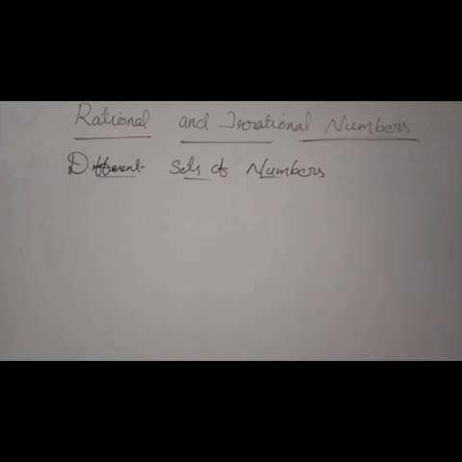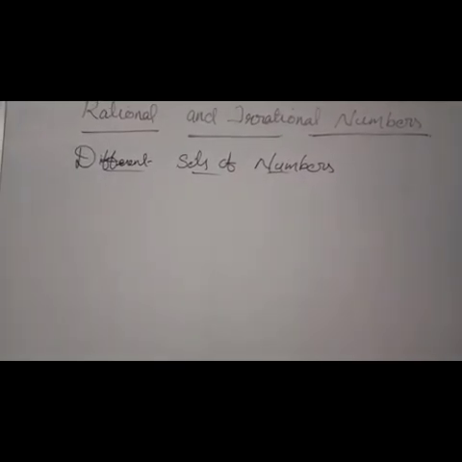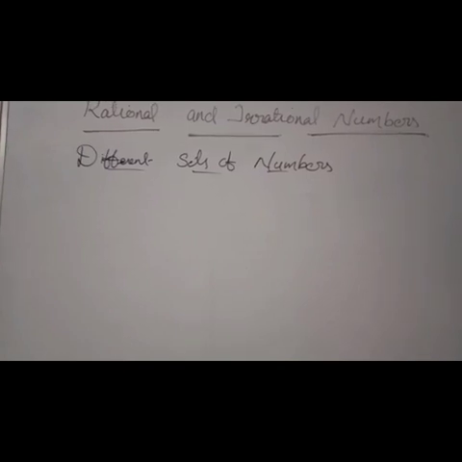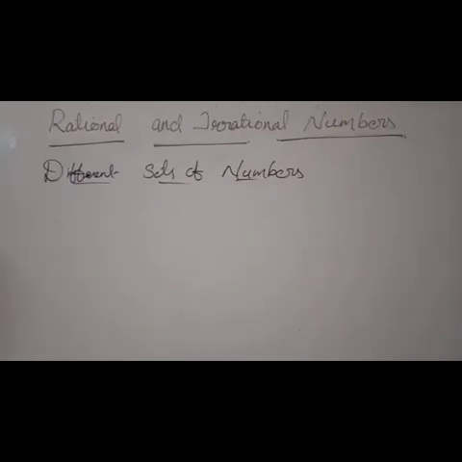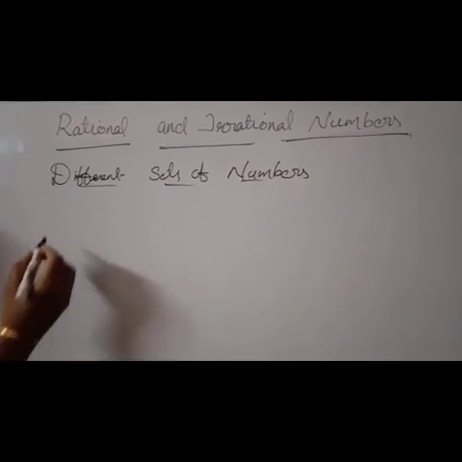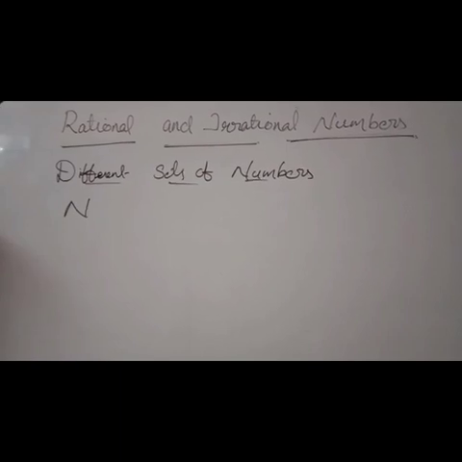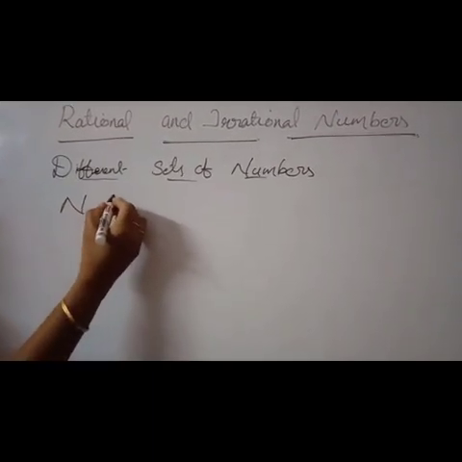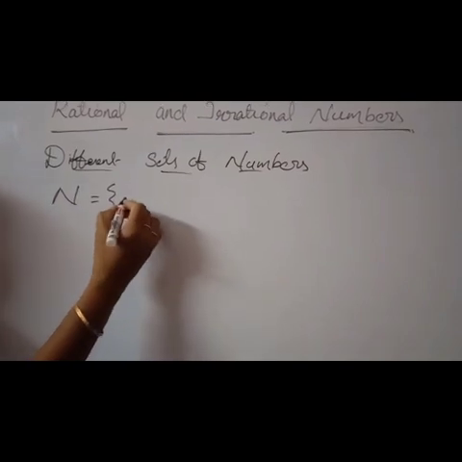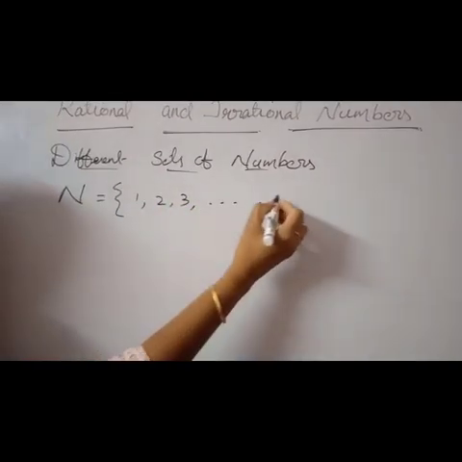Do you know which is the smallest set of numbers? Yes, it is the set of natural numbers. It's also known as the counting numbers. It is represented by N. We can write it as N is equal to the set of all natural numbers, that is 1, 2, 3, etc.